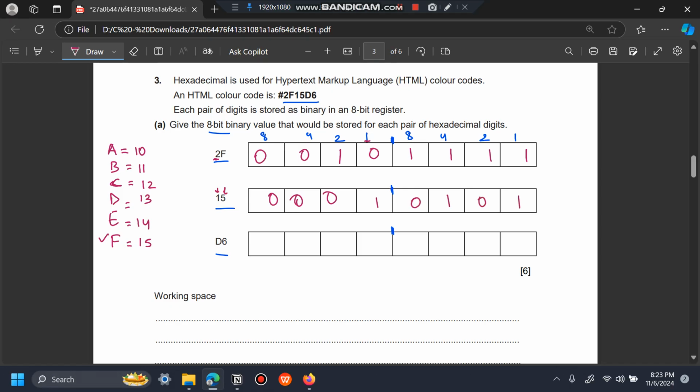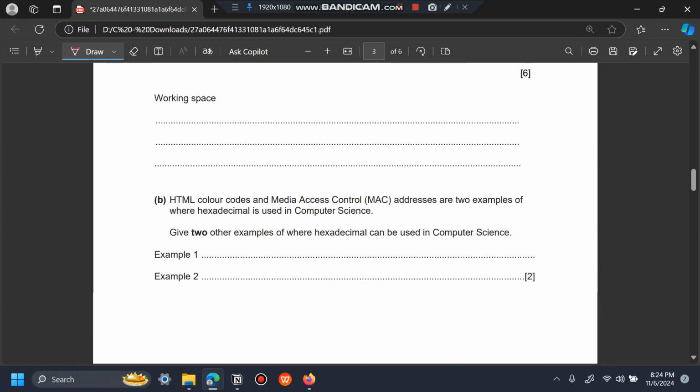For d6, d is 13, so 13 will be 8 plus 2 plus 1. Then no, that's 11, so that does not seem to be the answer. 8 plus 4 will be 12 and 12 plus 1 is 13. Now it makes sense. Now for 6, 4 plus 2 will be sufficient, and then 0 and 0. This is how this question will be answered.